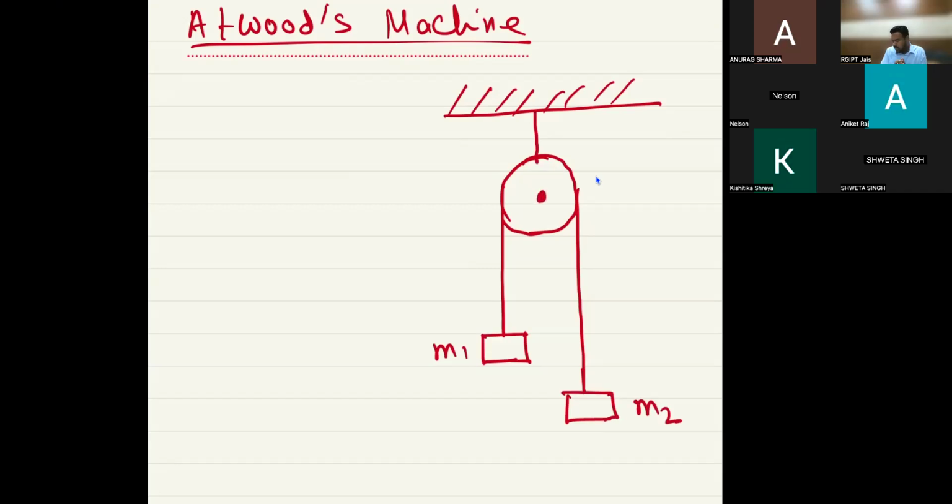We want to set up the Lagrangian and solve the equation of motion in this case. Now you need to tell me how we should proceed. First we want to find the degrees of freedom. How many degrees of freedom do we have in this case? Let's say the radius of the pulley is a.